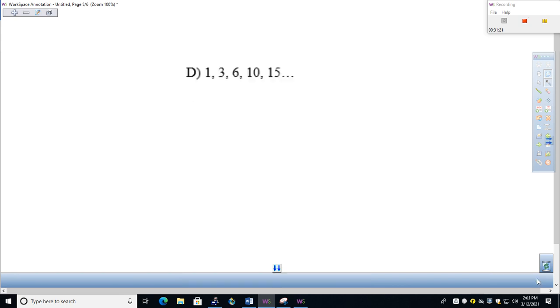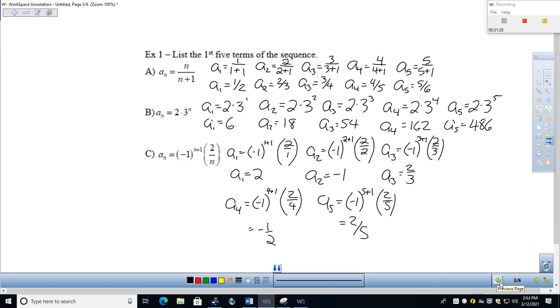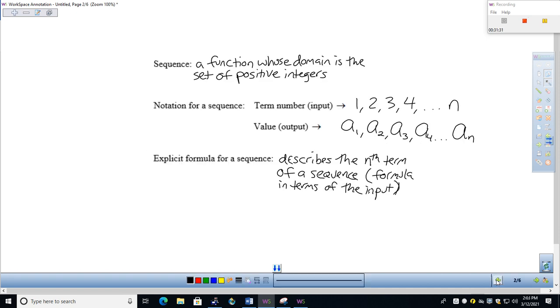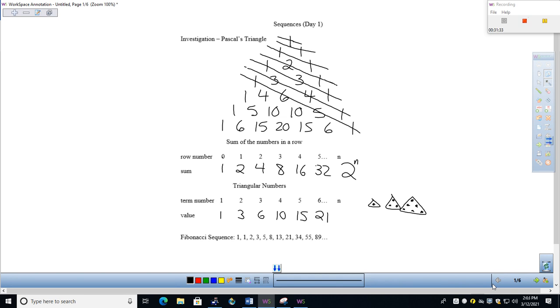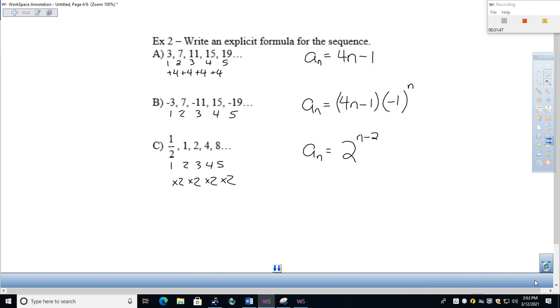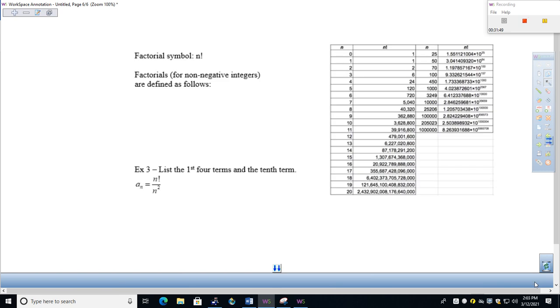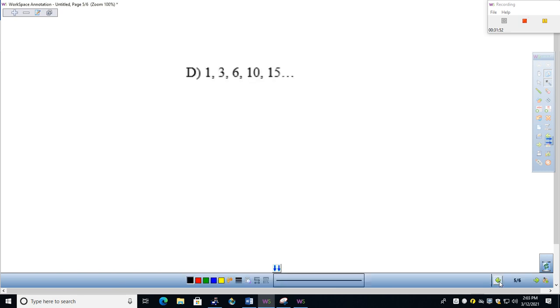Let's move on to letter D, and I left this one because I'm hoping those numbers look somewhat familiar. Let's go back a few boards. One more, and there they are. We never actually got a little conclusion on this one. So these are the term numbers, these are the triangular numbers. I'll just put it on top this time since I have a little room.